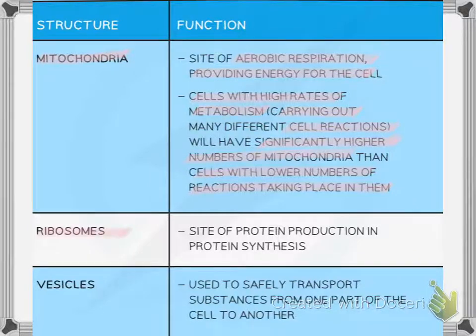Then ribosomes, this is the site of protein production and protein synthesis. So here proteins are produced. Then vesicles, they are used to safely transport substances from one part of the cell to another. So like a vehicle transport. It says vesicles, so you can think of it as a vehicle, and a vehicle transports people. So here vesicles transport substances from one part of the cell to another.